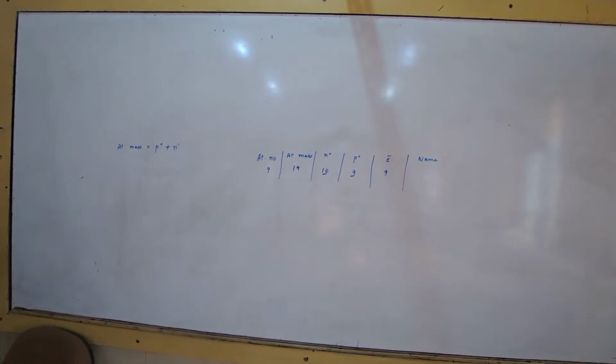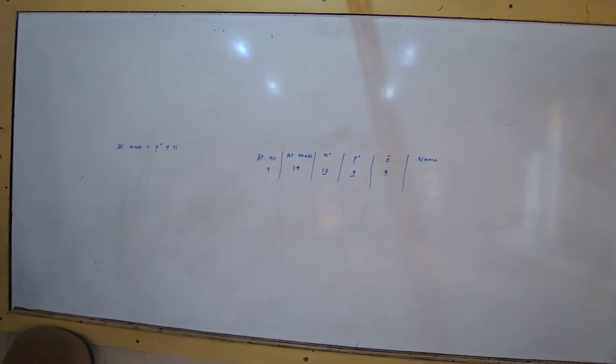And the mass number they have given is 2. How can you calculate the number of neutrons there? 2 minus 1 is 1. The number of neutrons is 1. This atomic number is 1. So it is a different type of hydrogen. What is it? It's deuterium.